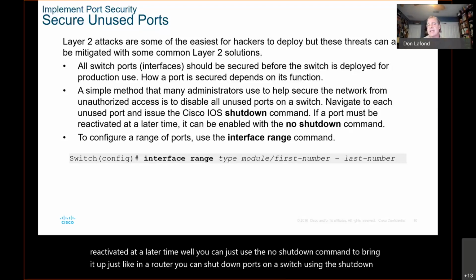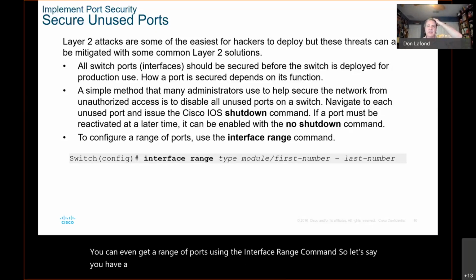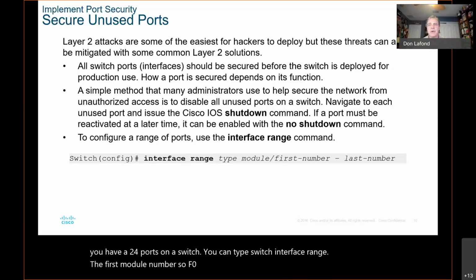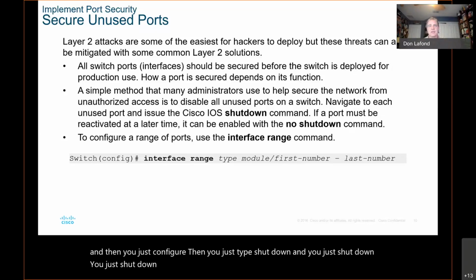You can even configure a range of ports using the interface range command. So let's say you have 24 ports on a switch. You can type interface range, the first module number, so F0/1 to 24, hit enter, and you now are in a range, and then you just type shutdown, and you just shut down all of the ports on the switch, assuming there's 24 ports, that is.